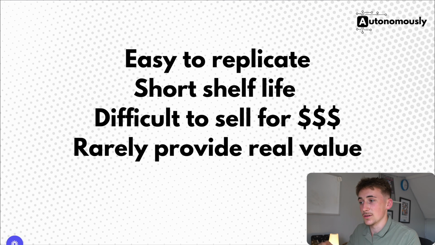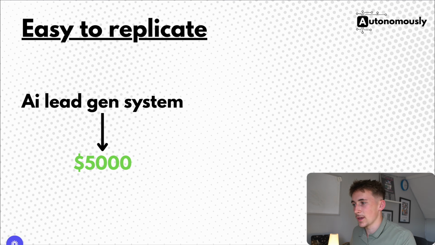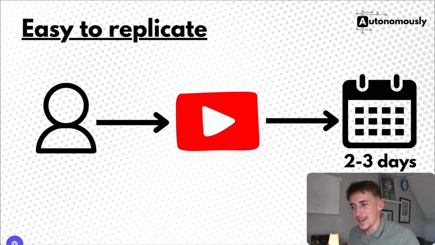And we're going to jump into each of these and I'll show you what I mean by each of them in a little bit more detail. So, easy to replicate. What I mean by this is that the system I just showed you is an AI lead generation system, and something like that I could potentially sell for maybe $5,000 to a company that's looking for a system like that. But the issue with this is basically a person could just come along, it might be one of you watching this video, watch a YouTube video on how to build a similar system or even the exact same system, and then in 2 to 3 days, even if they're a beginner, they could pretty much create the exact same system that I've just showed you there.